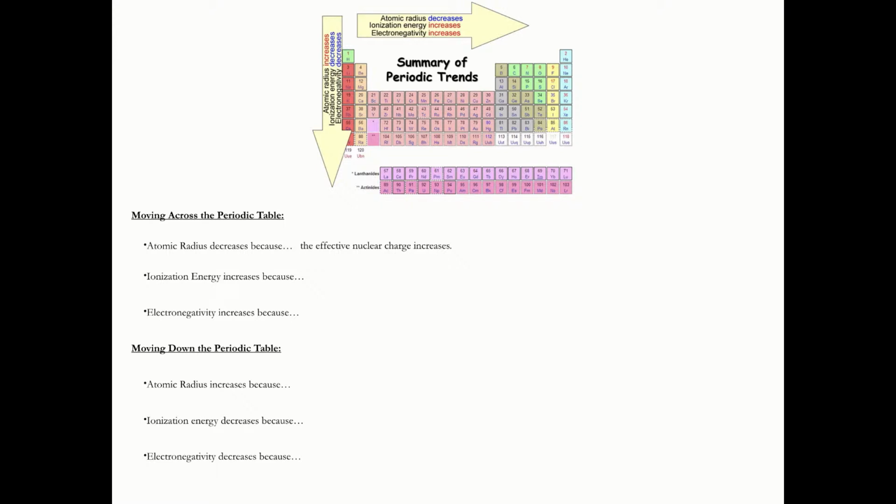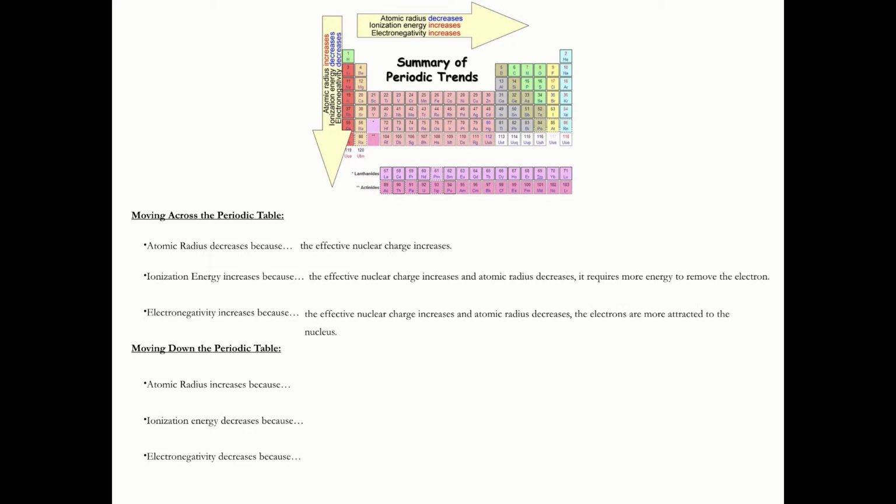Okay? As you move across the periodic table, ionization energy increases. Why does it increase? Well, since the effective nuclear charge increases and the atomic radius decreases, it's going to require more energy to remove the electron because the electron is closer to the nucleus. Okay, so as effective nuclear charge increases and the size of the atom decreases, it's going to require more energy. Electronegativity increases as well for pretty much the same reason. Since the effective nuclear charge increases and the atomic radius decreases, electrons are going to be more attracted to the nucleus.